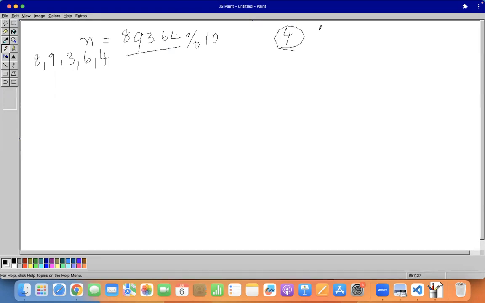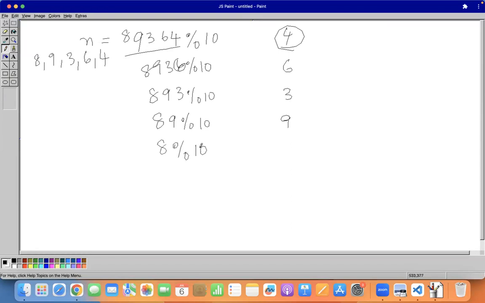You get 4. Okay. After that I will divide 8936 with 10. What is the remainder I am going to get? 6. After that I will divide 893 with 10. After that I would like to divide, modulus division, with 10. You are clear? So if you are able to do it this way, you are going to get all the possible digits, right? How do I do this?